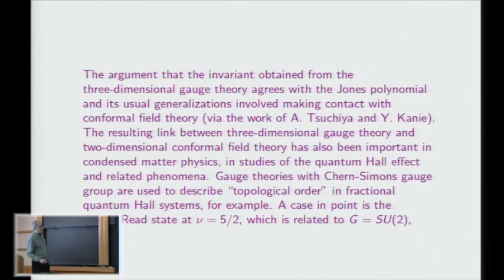So gauge theories with Chern-Simons gauge group are used to describe topological order in fractional quantum Hall systems, for example. There are all kinds of things people speculate about, but the most famous example involving a material that actually exists in the lab is something called the Moore-Read state, which is suspected to describe a certain material that people actually have in the lab, and it is believed to involve G equals SU(2) and K equals 2. But, of course, condensed matter physicists hope to find other materials that will involve other values of K.